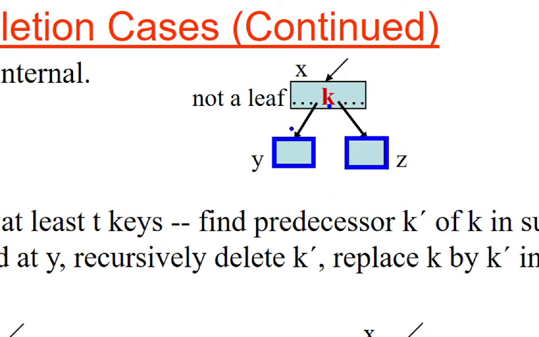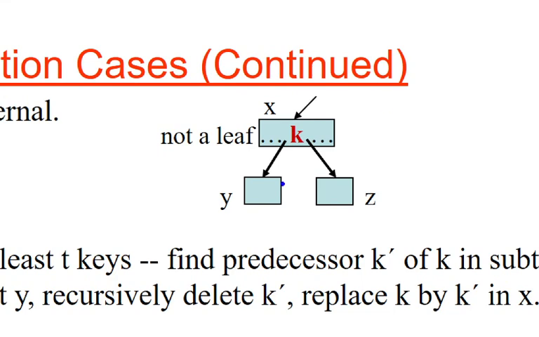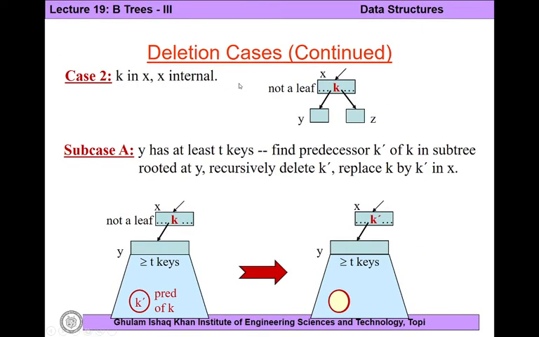First we will see if this left node has at least t keys. If so, we will bring one key from this node and overwrite this one, because this key is supposed to be deleted. So we'll bring this one extra key from here, and we will delete this key. What I just stated is case 2a.